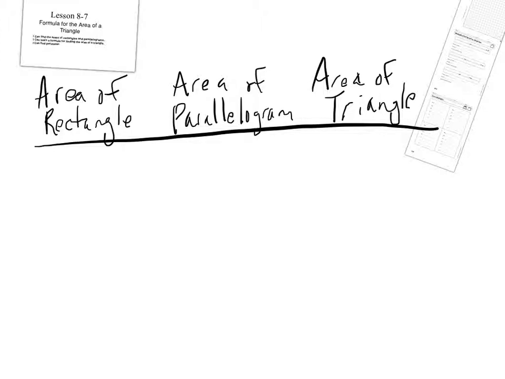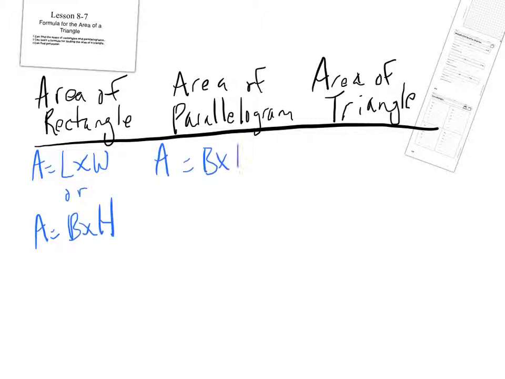Area of a rectangle is area equals length times width, or area equals base times the height. Area of a parallelogram is area equals base times height. And area of a triangle equals 1/2 of base times the height. So it's very important you know this, because they will be on tests not just this year, not next year, but years and years and years to come.